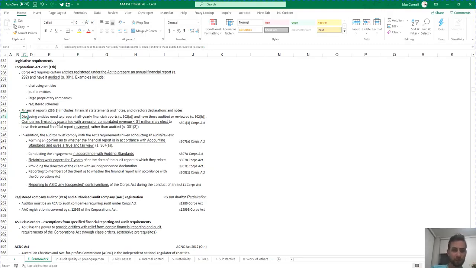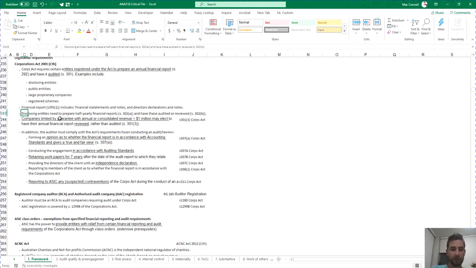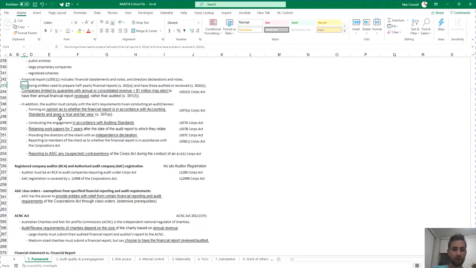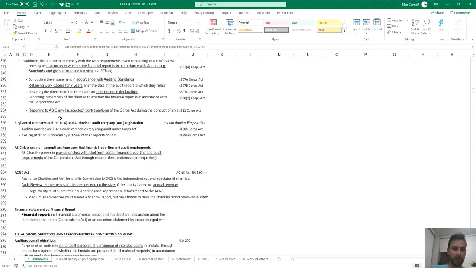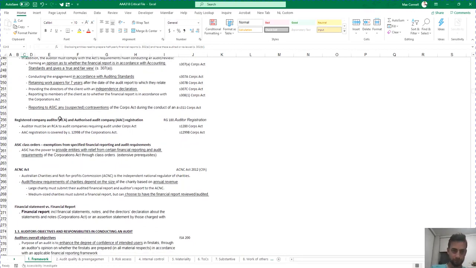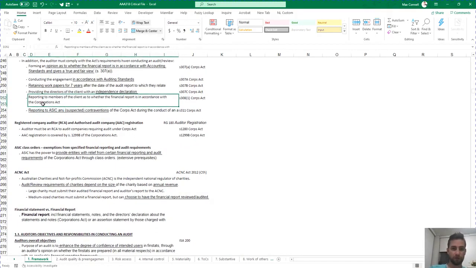In addition, the auditor must comply with the Act's requirements when conducting an audit or review, including forming an opinion on whether the financial report is in accordance with the accounting standards and gives a true and fair view, conducting the engagement in accordance with auditing standards, retaining work papers for 7 years, providing the directors of the client with an independence declaration, reporting to the members of the client as to whether the financial report is in accordance with the Corporations Act, and reporting to ASIC any suspected contraventions of the Corporations Act during the conduct of an audit or review.